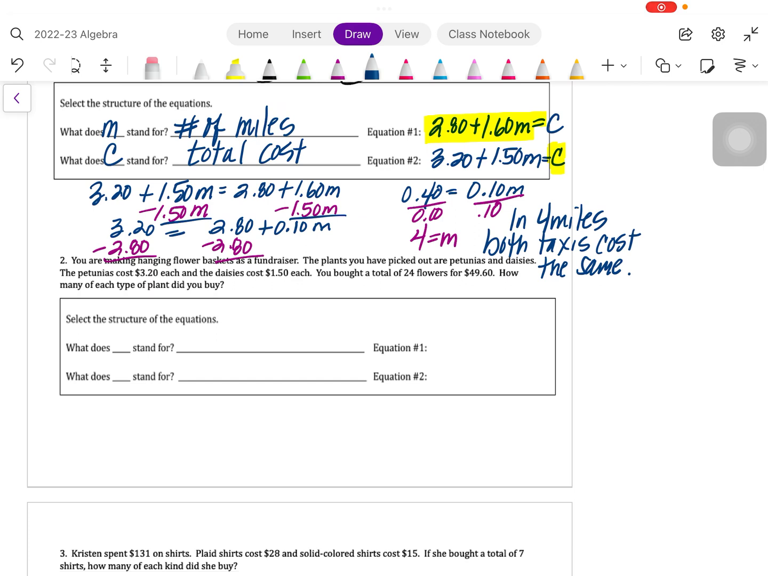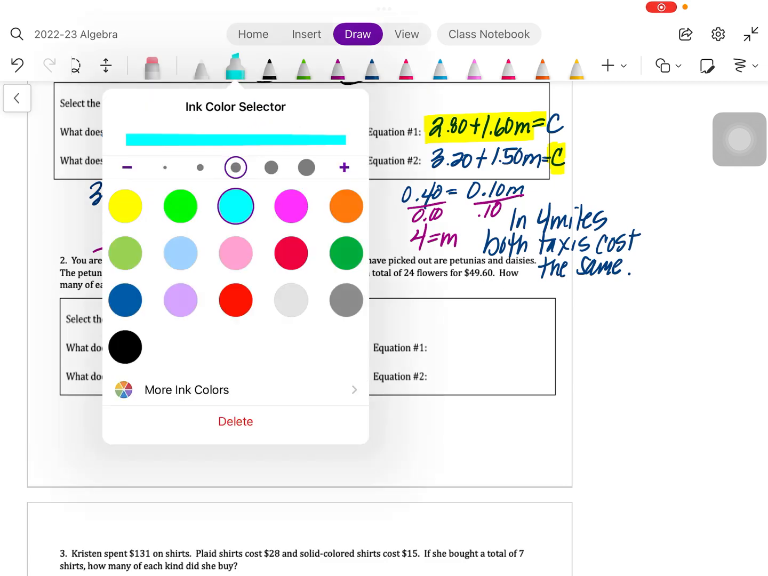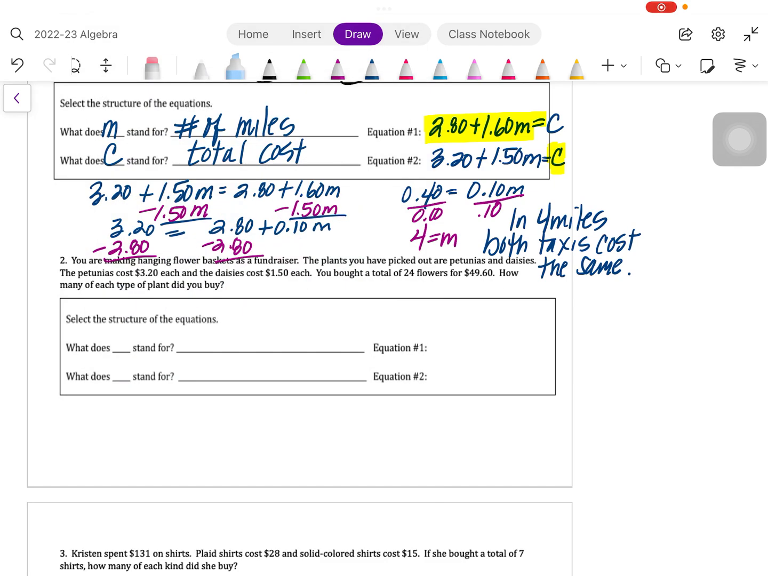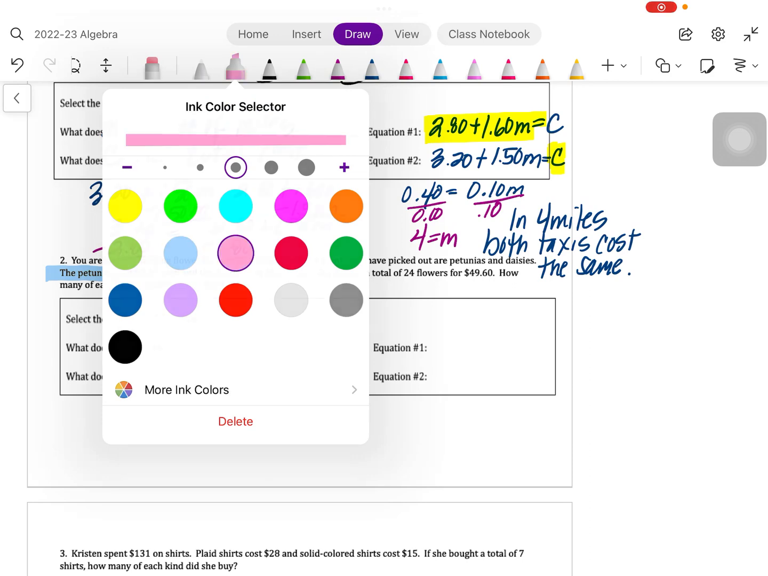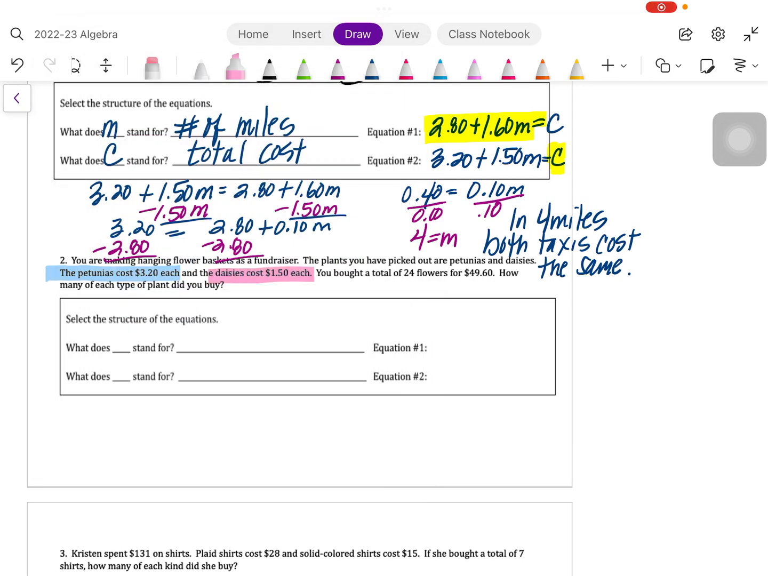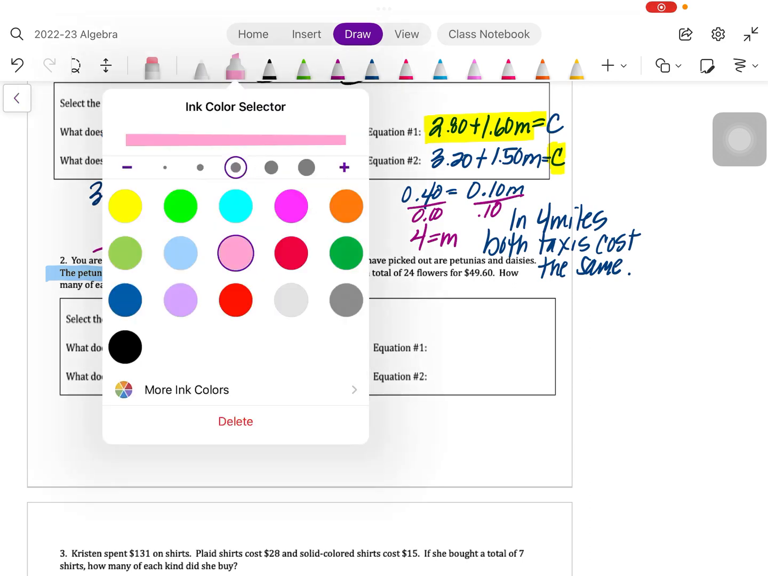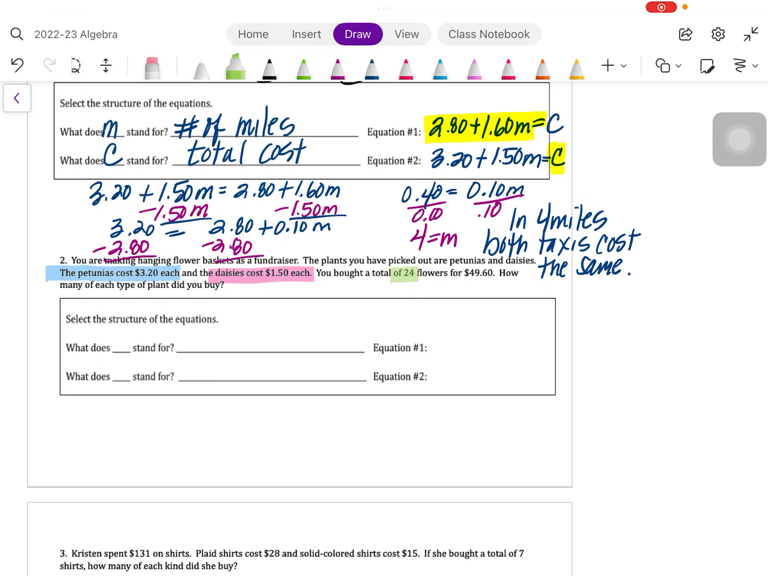Okay, question 2 says, you are making hanging flower baskets for a fundraiser. The plants you've picked out are petunias and daisies. Okay, so then it says petunias cost $3.20 each, and daisies cost $1.50 each. You have bought a total of 24 flowers for $49.60. How many of each type of plant did you buy?